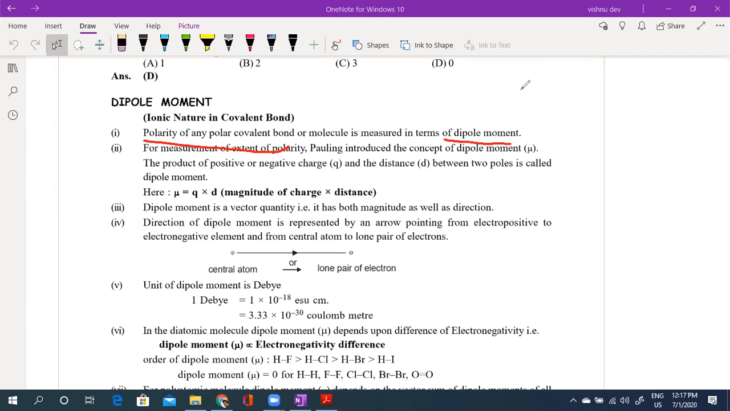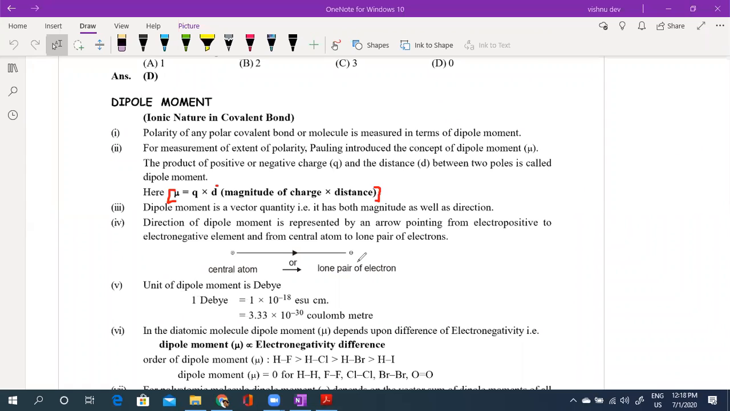Now dipole moment is given by the magnitude of charge into the distance between them. It is a vector quantity, so we will add it according to vectors. Because it's a vector quantity, there should be a fixed direction. The direction of dipole moment in chemistry, mark my word, is from positive or low electronegative atom to high electronegative atom. Means from positive to negative.